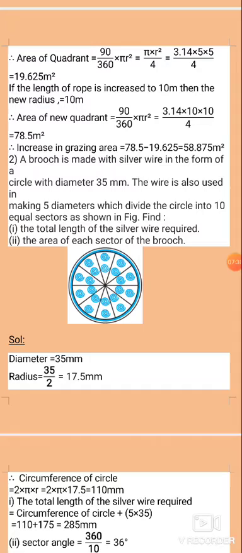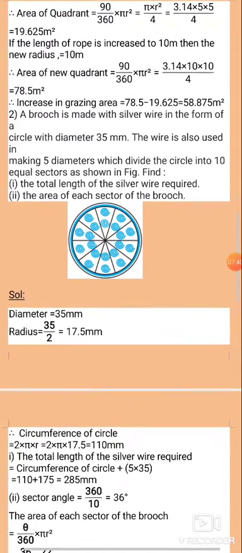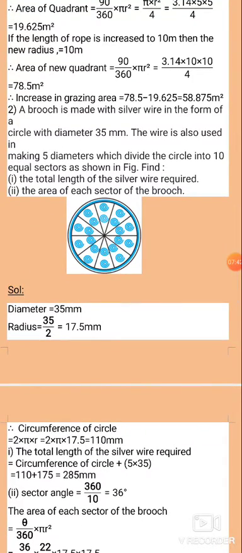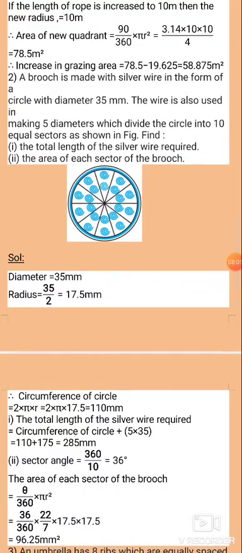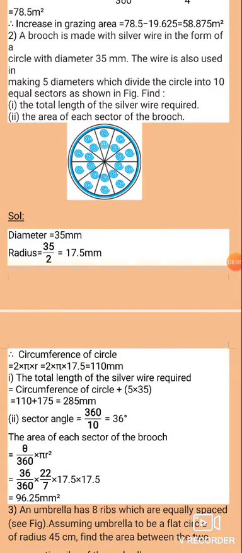Now area of the sector, what is the equation? Yes, theta by 360 into pi r square, where theta is 36. So 36 by 360 into pi value, it is given 22 by 7 into radius 17.5 into 17.5. Now 36 and 360 are cancelled, it becomes 1 by 10. Then cancel. At last what we get? The answer is 96.25 millimeters square.